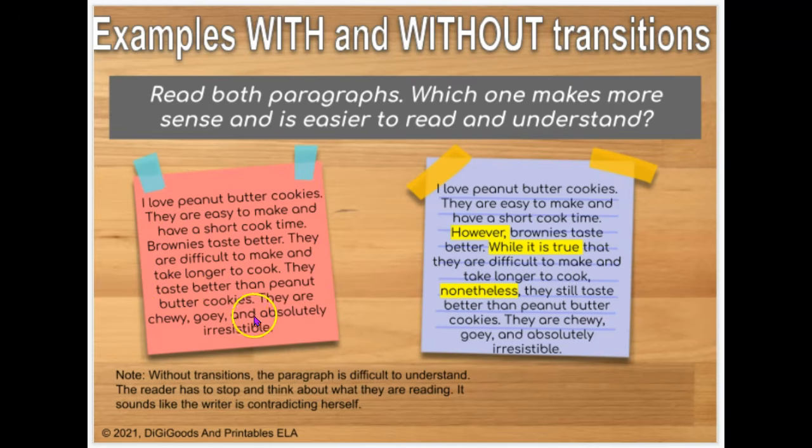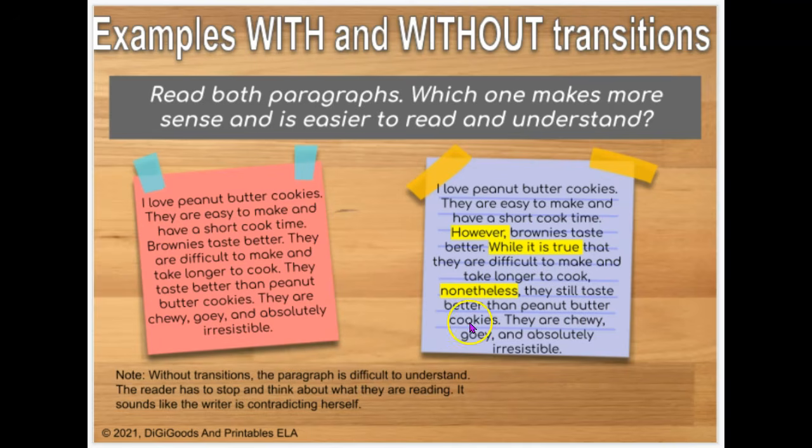Notice that without any transitions, this paragraph is difficult to understand. In fact, it seems to contradict itself. When it says, I love peanut butter cookies, they're easy to make and have a short cook time. Brownies taste better. They are difficult to make. This is really confusing because it doesn't have transitions to guide the reader's thinking.